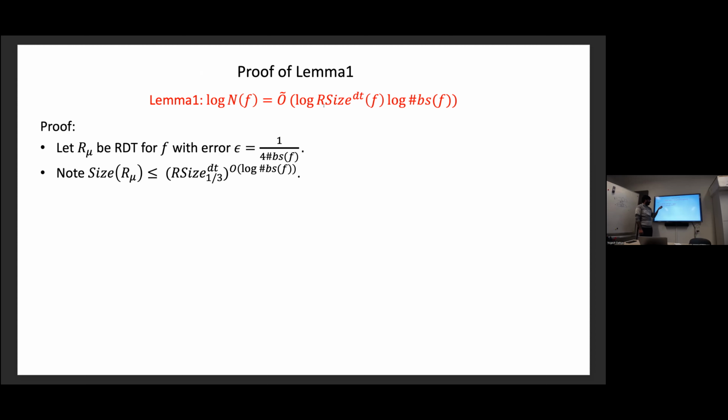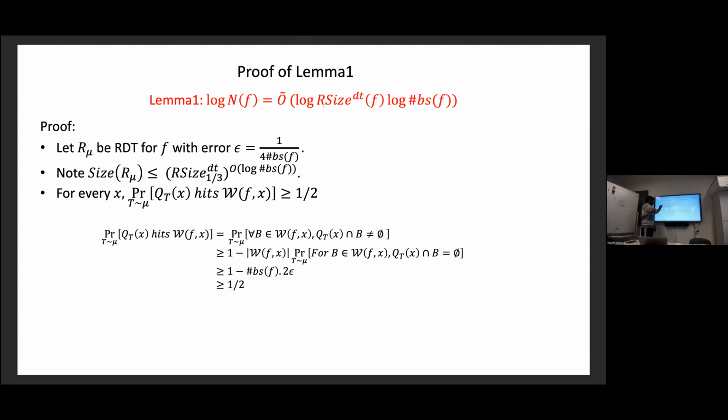And now essentially, if I can show that, if I start with this randomized decision tree for this error, and assuming that the block number is small, I want to construct a cover for it. Okay.